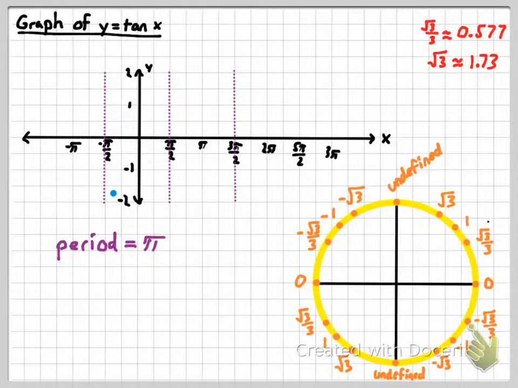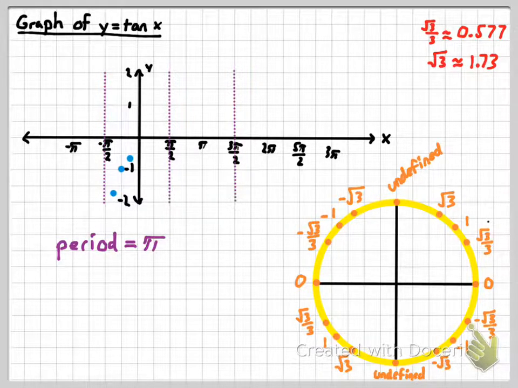And then as we get to negative pi over 4, which is halfway between 0 and negative pi over 2, the tangent is equal to negative 1, correct? So there's negative pi over 4, comma negative 1. And then at negative pi over 6, which is not quite halfway, but between negative pi over 4 and 0, you get negative square root of 3 over 3 for the tangent value, or negative 0.577. So somewhere around here would be that value.